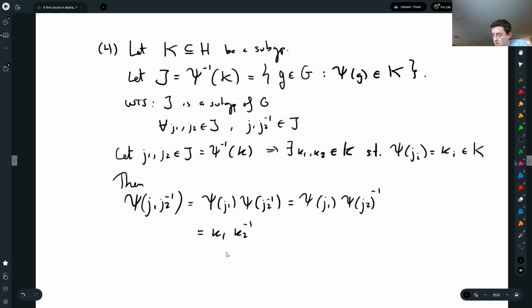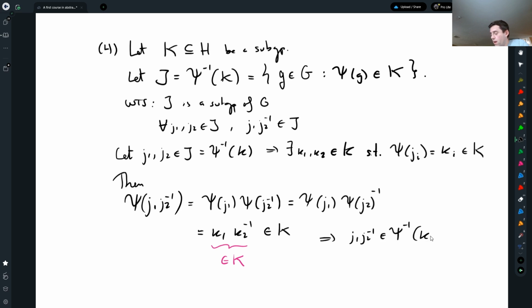But each one of those is in K, so this is in K because K is a subgroup, and therefore this is in K, and that tells me that J1 J2 inverse is in the inverse image of K, and therefore my J is a subgroup, which is what I wanted to check.